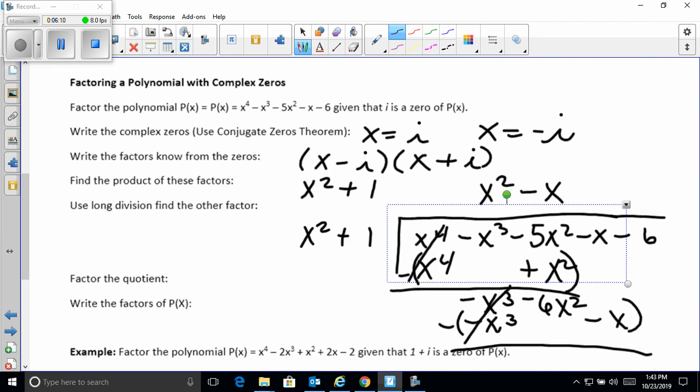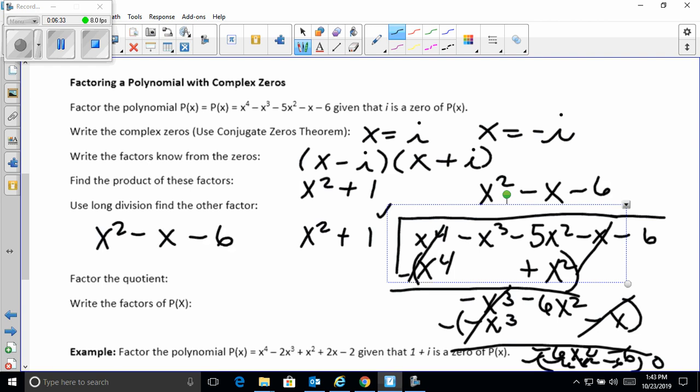Those cancel. And a negative 6x squared comes out. These cancel. And a negative 6. So how many times does x squared go into that? Negative 6 times. Negative 6x squared minus 6. Subtract those and I get 0, which is good because I showed it as a factor. So I have x squared minus x minus 6. That is my other polynomial.